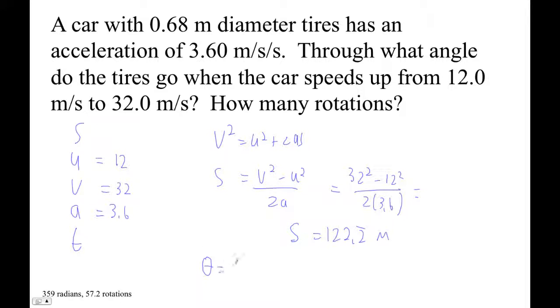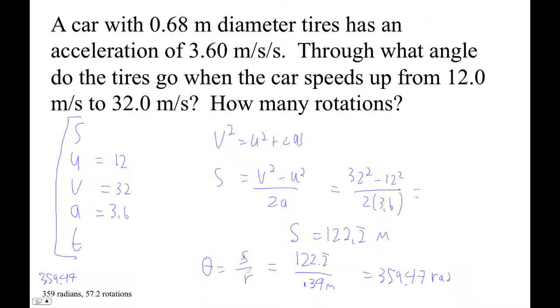And then the angle will just simply be s over r. So that's going to be 122.2 repeating divided by 0.34, our radius. So divide by 0.34, and I get 359.47 radians, which I can then divide by 2 pi and get 57.2. So sometimes it's easier to just do the linear thing and then at the very end go into angular land. Just saying. A lot of ways to do these. They're some of my favorite problems.